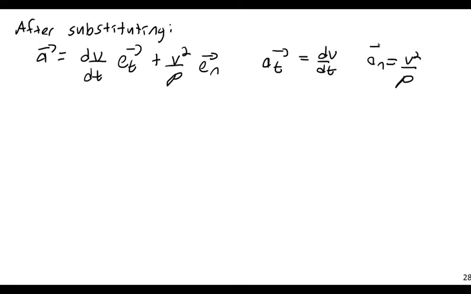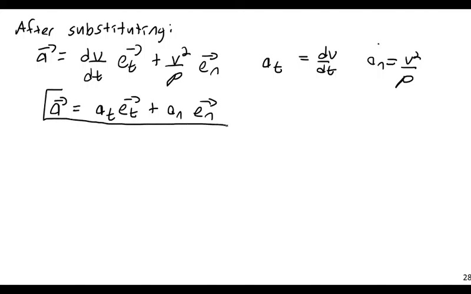So now we have an expression, and we can say that A is AT times ET plus AN times EN. This is actually kind of useful. Don't get lost too much in the math. I did want to derive it for the sake of completion, but this is fairly useful. The tangential acceleration is simply the rate of change of velocity, and the normal acceleration is the velocity squared divided by the radius of curvature.